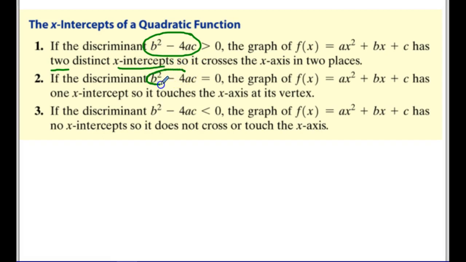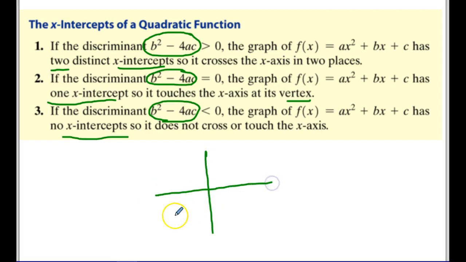So if my discriminant here equals exactly 0, then I know I have 1 intercept. So that's my vertex. And if my discriminant is less than 0, I have no intercepts, which means it doesn't actually cross the x-axis. So think about that, right? I can cross the axis in 2 places, kind of like this green one. I can touch the axis at one place, where my vertex is, or I can have just a parabola down here that never touches my x-axis.